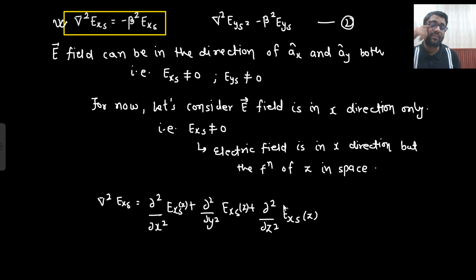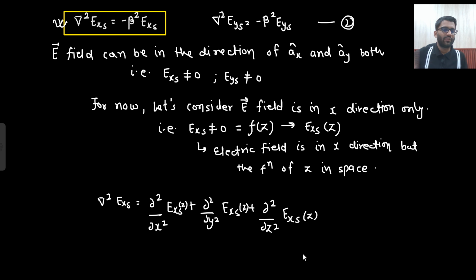Okay, so I am considering that electric field is only in x direction, but a function of z in space. So EXS is a function of z. If I calculate del square EXS, what I will do: del square by del x square EXS of z, plus del square by del y square EXS of z. Why am I writing z? Because it is a function of z, right? That's why I am writing it as EXS of z. Plus del square by del z square EXS of z. So let me know what will be the value of this.